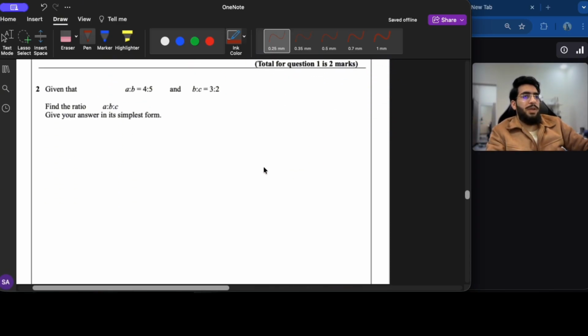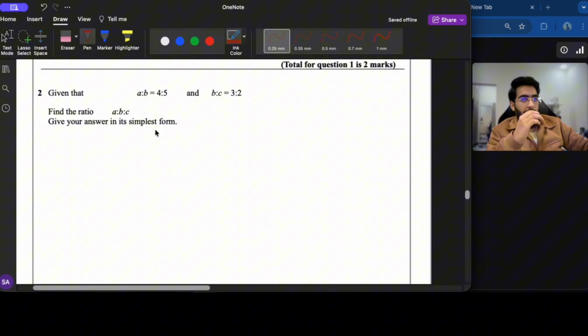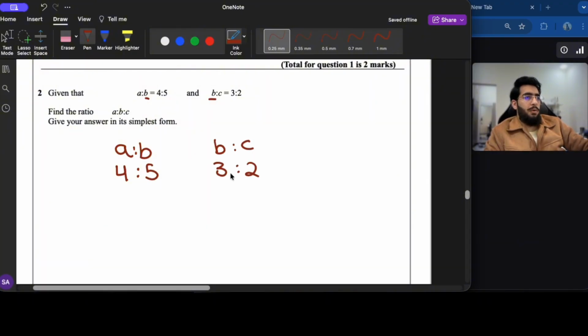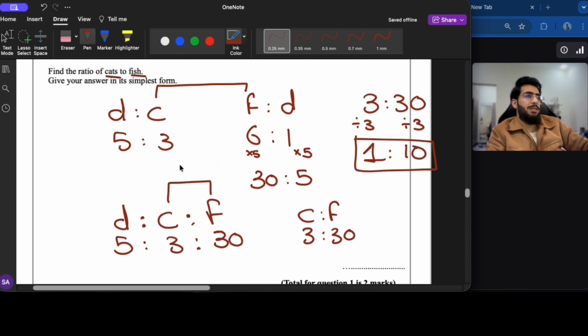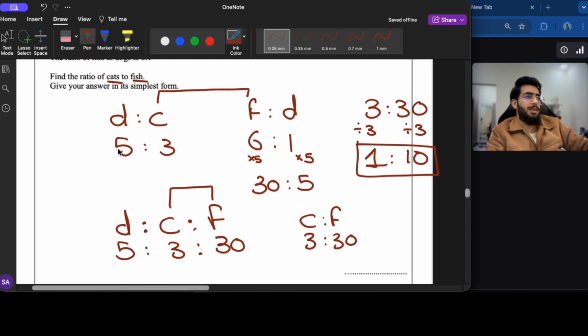Okay, next we have a very similar question, which says that A ratio B is 4 ratio 5 and B ratio C is 3 ratio 2. Now we have B common between both of them, and we have to find out A ratio B ratio C. A similar type of question here as well. Whatever is common, we have to make that value the same. So A ratio B is 4 ratio 5, and B ratio C is 3 ratio 2. Now in the previous question I could just multiply this by 5 to make the d's the same.